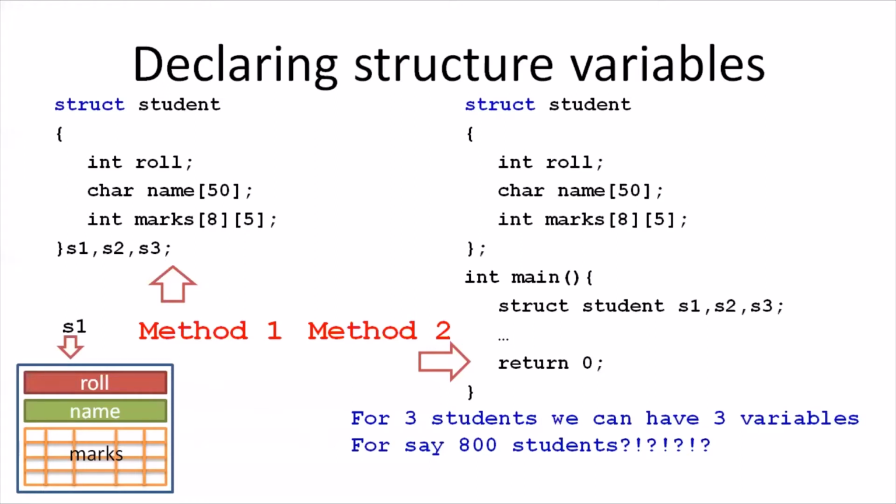S2 and S3. But now, say if we have a huge number of students, for example, say 800 students. So for 800 students, is declaring 800 variables a feasible option? Definitely not, right? So that is where the concept of array of structures comes into the picture.